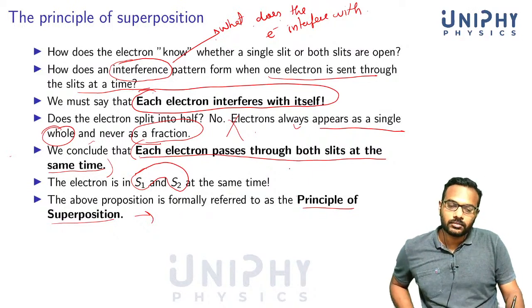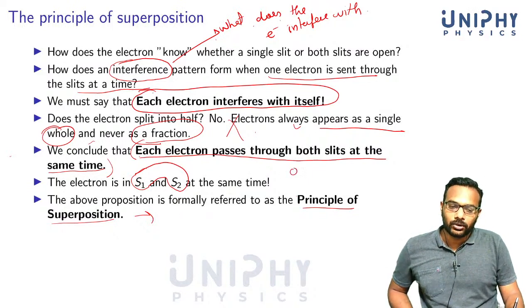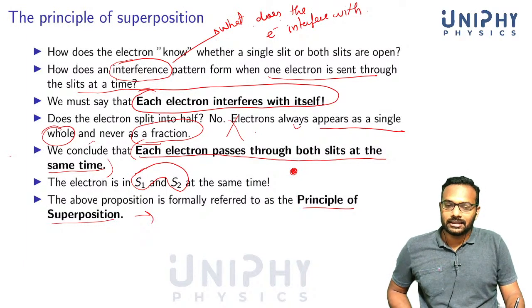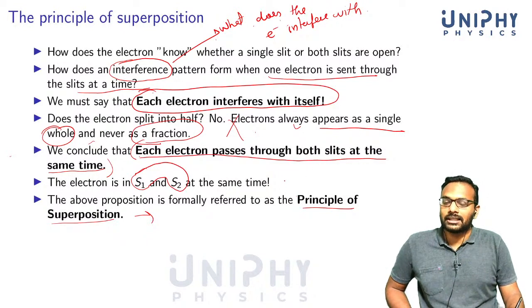See, for example, if you take a coin or something, a classical object, when I say that the coin is here, it means that it's not anywhere else. Am I right? When I say that a coin is here, it means that it's not anywhere else. But in the case of an electron, you cannot say that. The electron can be in slit 1 and slit 2 at the same time.